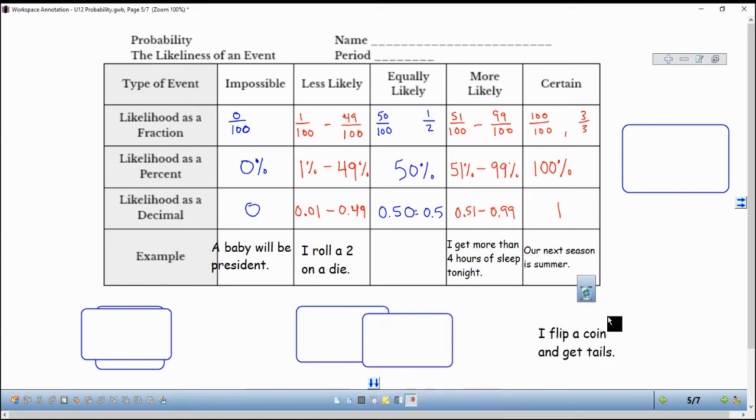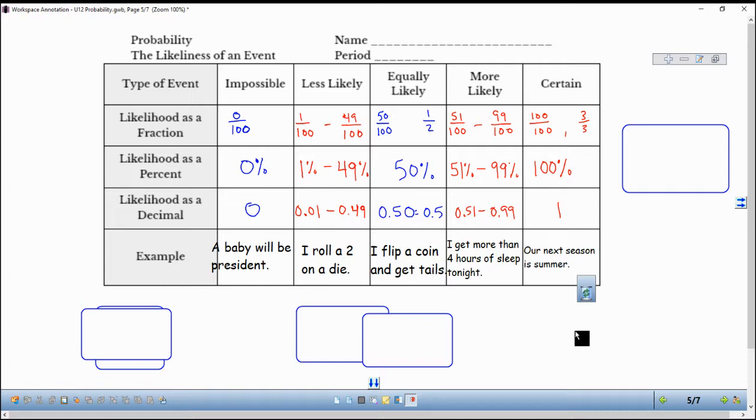All right. I flip a coin and get tails. Since heads and tails have an equal chance of being arrived at, I'm going to put that under equally likely. That's an example of one of those events. You flip a coin, you get tails.